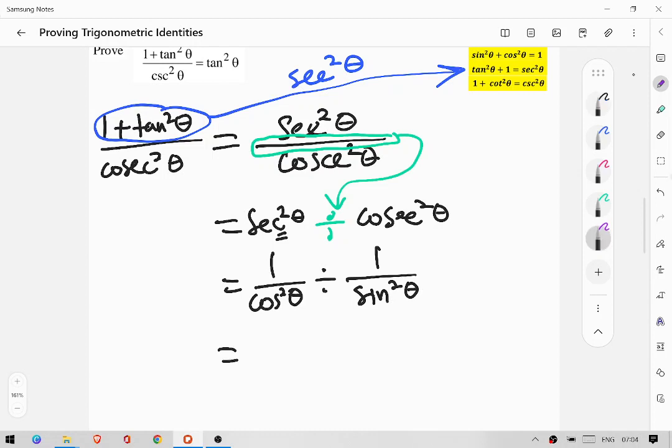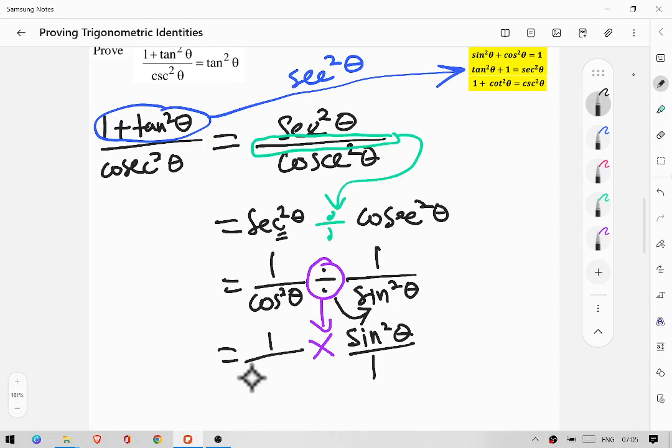This division symbol can be turned into multiplication with a condition that the thing to the right of it must be upside down. We have to turn 1 over sine squared theta upside down, so it becomes sine squared theta over 1. And then multiply by 1 over cos squared theta.